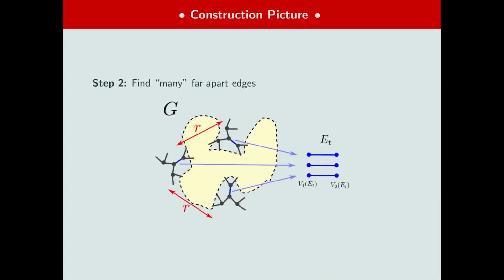Now, we need to pick a lot of extra edges that are far apart. Namely, we need to pick edges that are distance r from each other, and from each of the edges in the previous set E sub c. And we place them in a new set E sub t. So we're picking new edges and putting them in the set E sub t, such that each edge is far away from each other edge that we picked, but also from the edges that we picked previously, the edges in E sub c.